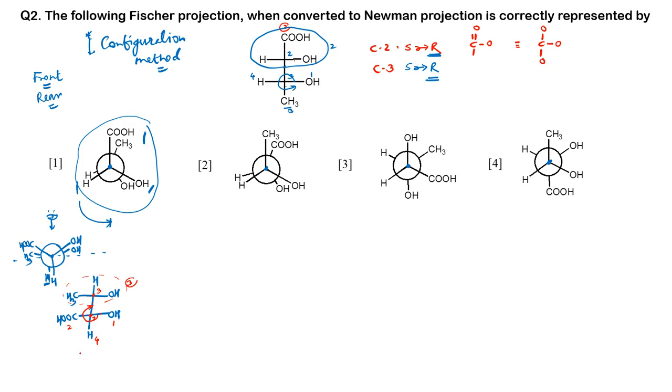So C2, we are seeing that this is moving in a clockwise direction. Hydrogen is already away from observer, so C2 will be R.